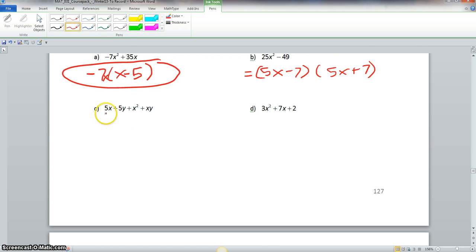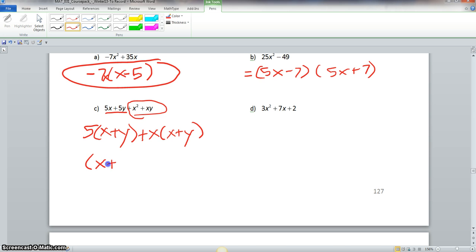So again, we group the first two terms. We can factor out a 5, and we'll be left with x plus y. We group the second two terms here, and we can factor out a positive x, and we'll be left with x plus y. These two parentheses are the same, so we'll write down one of them, and then everything that's on the outside of the parentheses will go in the second parenthesis, and we're done.